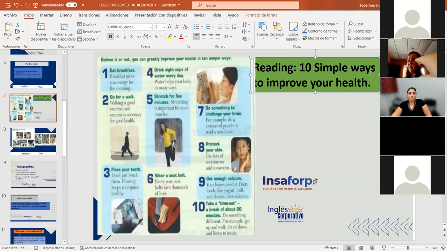Let me go with Maria Siguenza, five and six, please. It takes 5 minutes. It's important for you to breathe it well. Every year, seat belts save thousands of lives. Of life. Excellent, thank you. Jenny Romero, seven and eight.